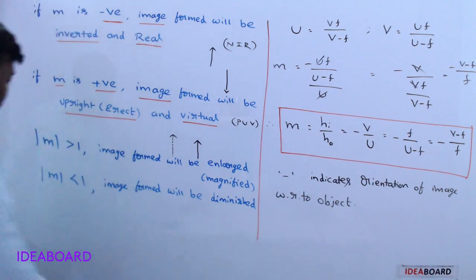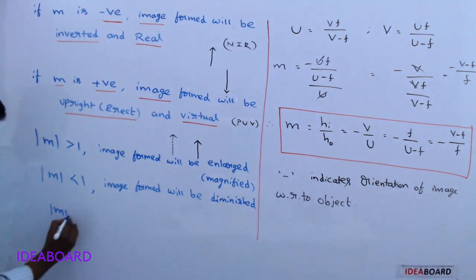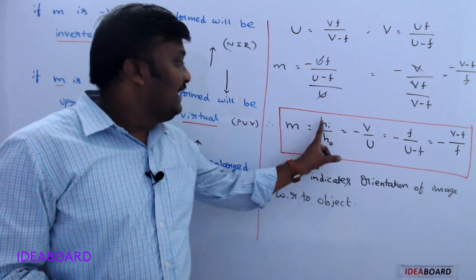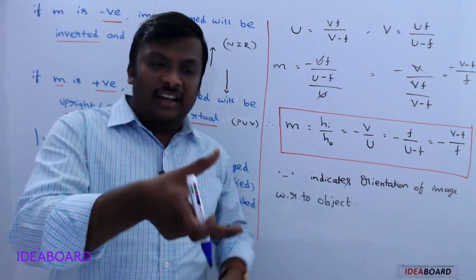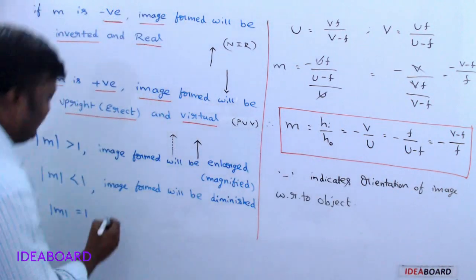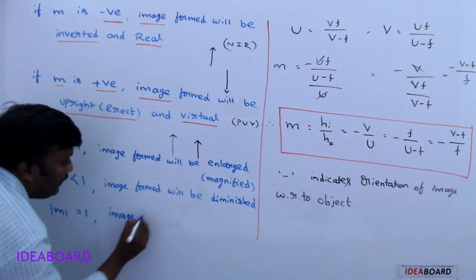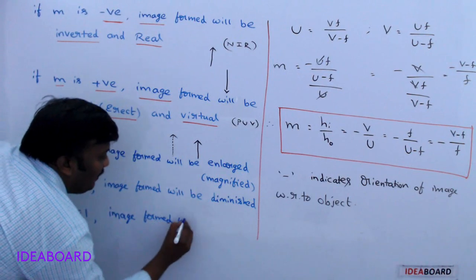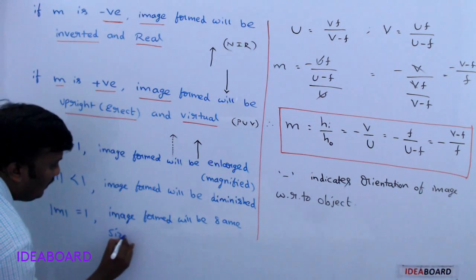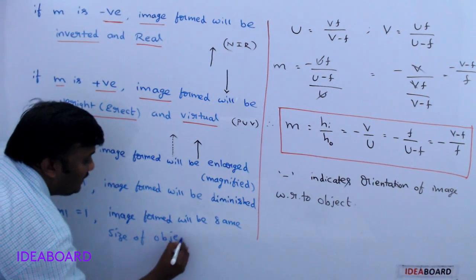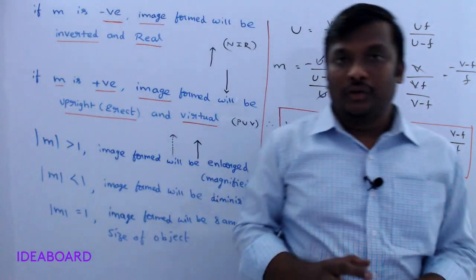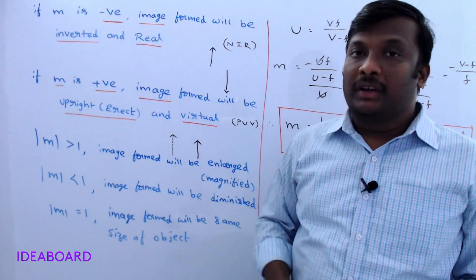Do you understand? Now, if mod M is equal to 1, meaning Hi is equal to H0, the size of the image is equal to the size of the object. So the image formed will be the same size as the object. Understand? No variation occurs. So these points are very, very important.